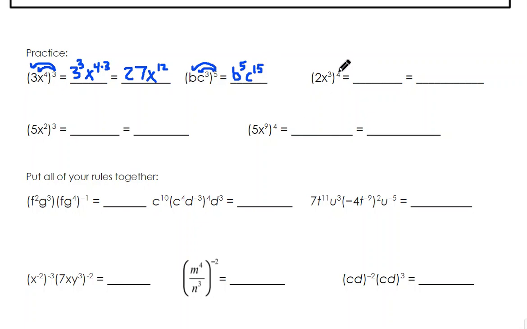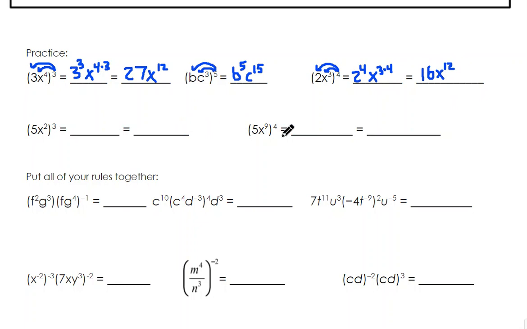Okay, this one I would have 2, that 4 is going to go to both things. It's got to go to the 2, and it's got to go to the x to the third. So that means that's going to be 2 to the fourth, and that x has a 3, so it'd be 3 times 4. Well, 2 to the fourth I can do, because that's just a number. That's 2 times 2, which is 4. 4 times 2, which is 8. 8 times 2, which is 16. So that would be 16. And then my x's, I multiply my exponents, and 3 times 4 is 12. Okay? Try these two on your own, all right?